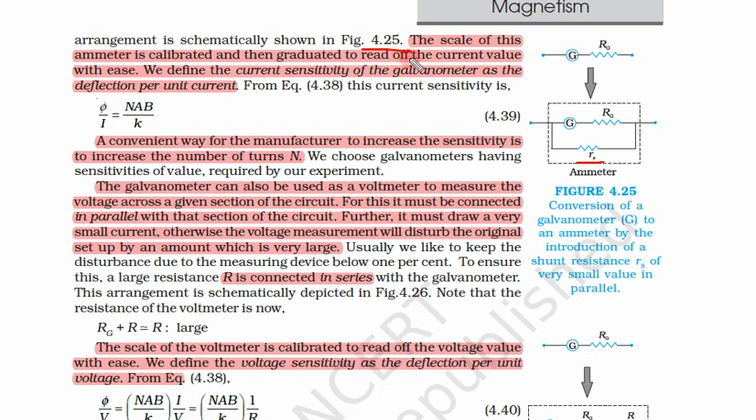Now we have understood how to measure current, but what is the scaling? How can we measure the scale? So first we have to compare it with some standard current. The scale of this ammeter is calibrated. So what is calibration? Calibration is when we compare something with some standard.